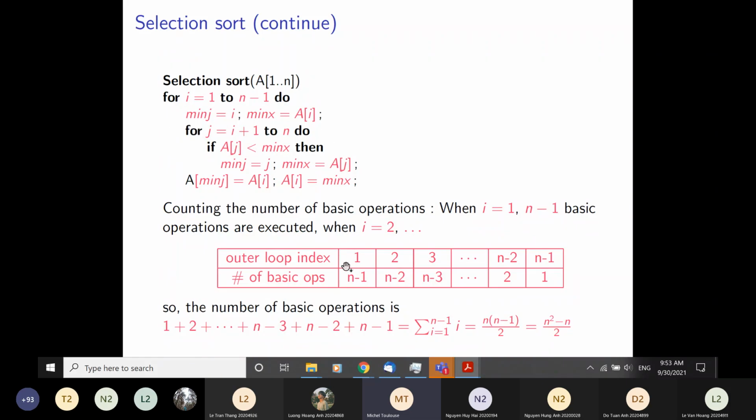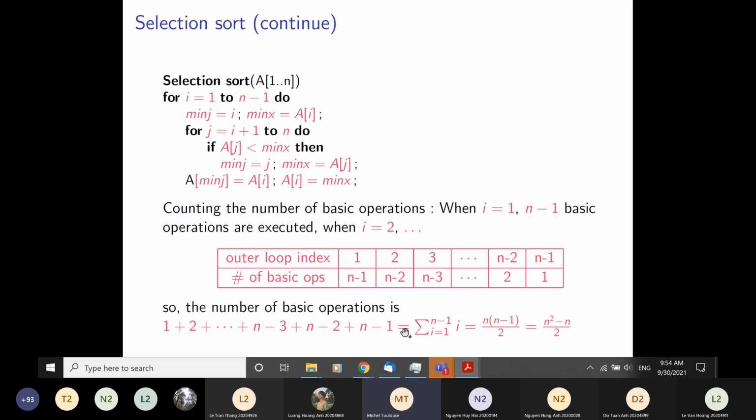The first time it is going to be executed n minus 1 times. The second time it is going to be executed n minus 2 times. The third time n minus 3, etc. So we can express the number of times this basic operation is going to be executed in terms of the index of the outer loop. And we get this sequence of numbers n minus 2, n minus 3, etc. If we put this in reverse order, they give us 1 plus 2 plus 3.